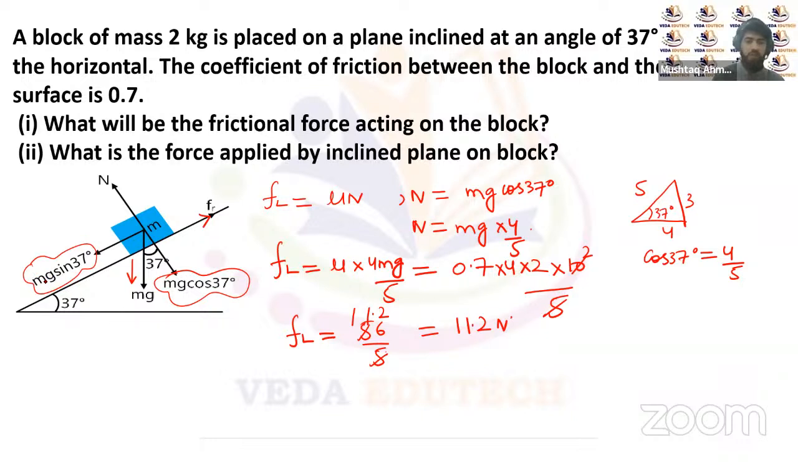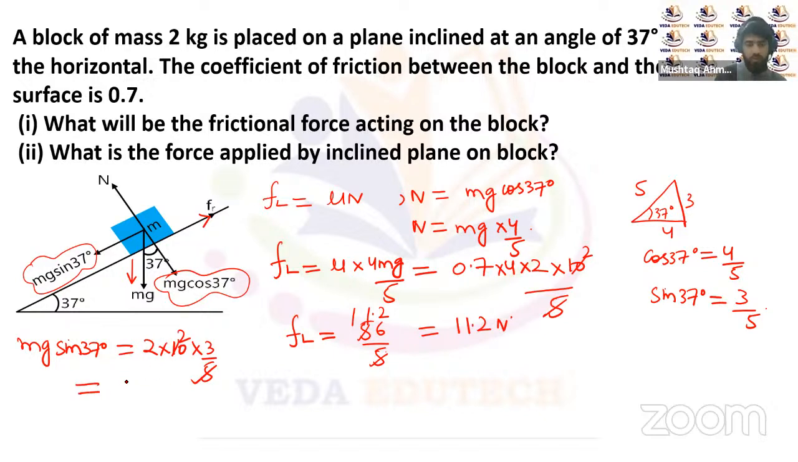Now we have to calculate the value of mg sin 37 degrees. Sin 37 degrees from this triangle will be equal to 3 upon 5, right? So we can calculate the value of mg sin 37. The value of m is 2, the value of g is 10, and sin 37 is 3 upon 5. So it will be 3 multiplied by 4, that will be equal to 12, that's equal to 12 newtons, right?